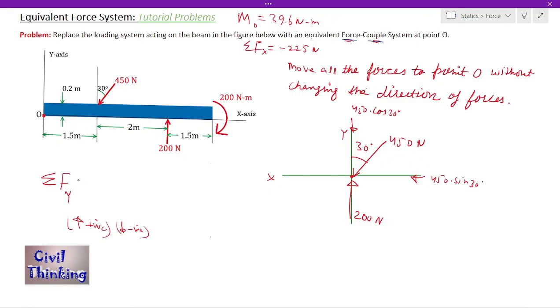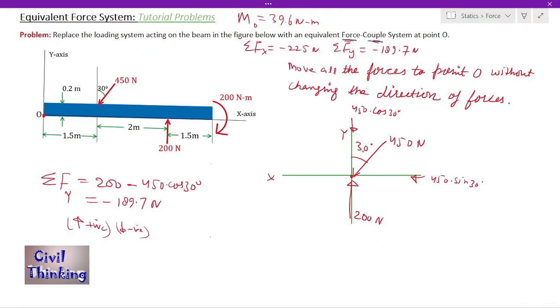200 newton is upwards, so it is 200. Now 450 cos 30 is downwards, so it is negative 450 cos 30 degrees. Okay, so let me use a calculator to find the value. It is 200 minus 450 cos 30. It is negative 189.7 newton. Okay, so let me write it here. Summation F of y is negative 189.7 newton. Okay, now I have the x component of the resultant and the y component of the resultant.